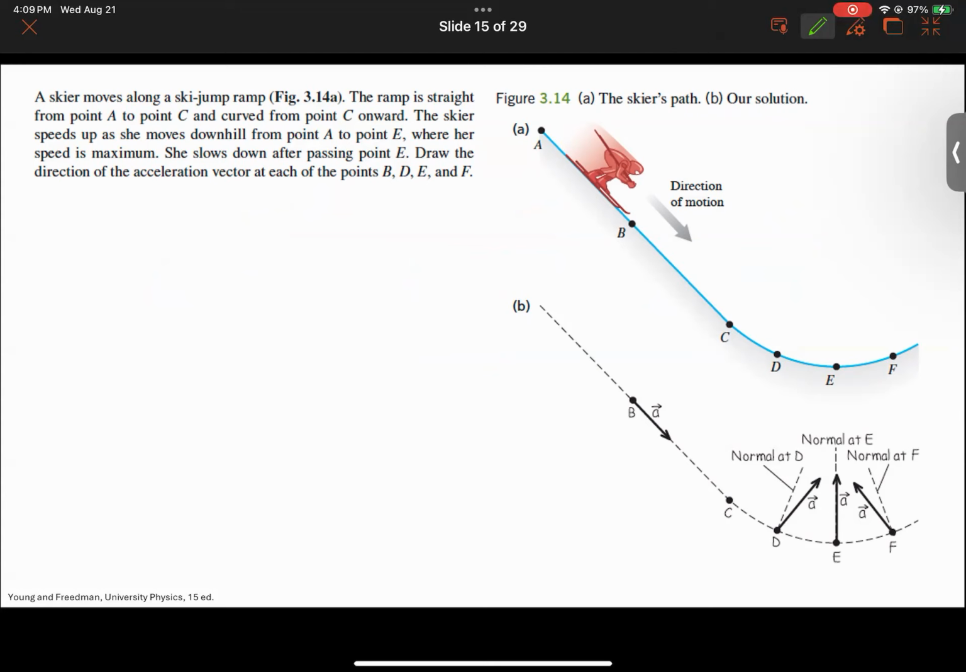We have a skier that is moving along a ski jump ramp according to the figure. Itong figure na ito. The ramp is straight from point A to point C and curved from point C onward. The skier speeds up as he moves downhill from point A to point E. So nagsi-speed up siya from here to here, where her speed is maximum. She slows down after passing point E.